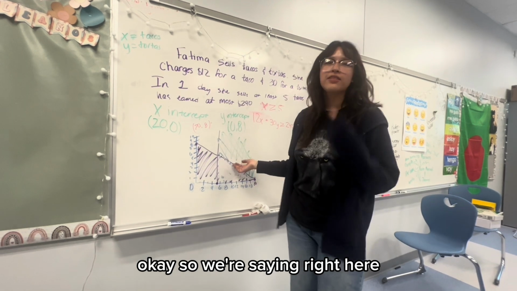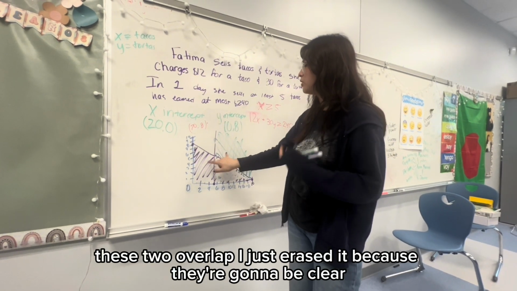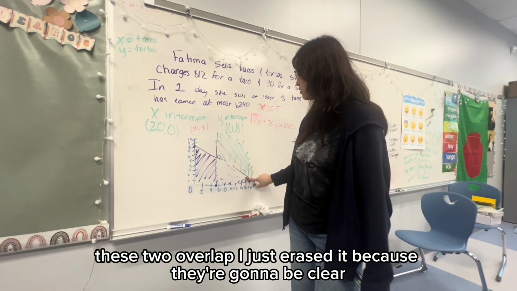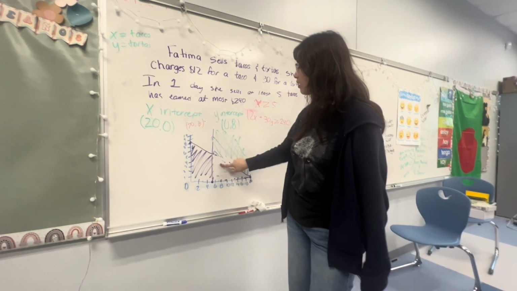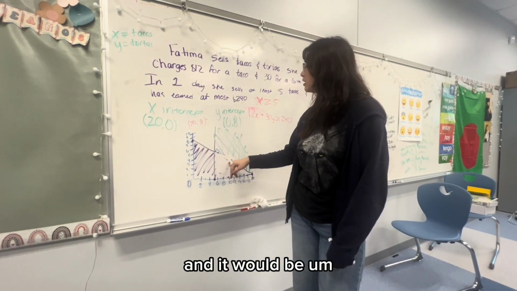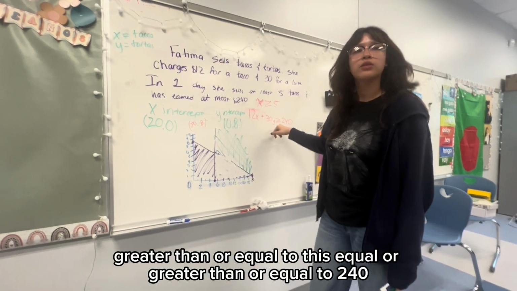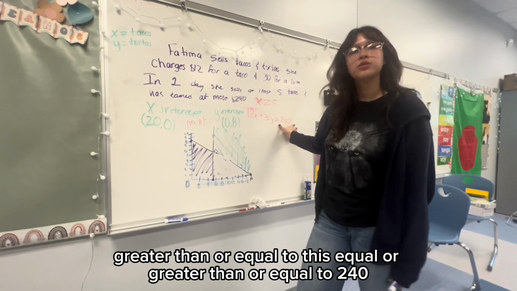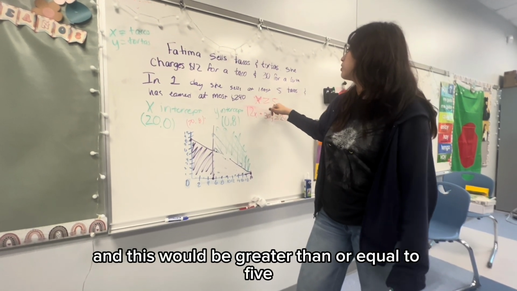So we're saying right here, because we have everything shaded, these two overlap. I just erased it so that it's clear. So this is saying that we could pick any point from here, and it would satisfy the 240 limit, and x would be greater than or equal to 5.